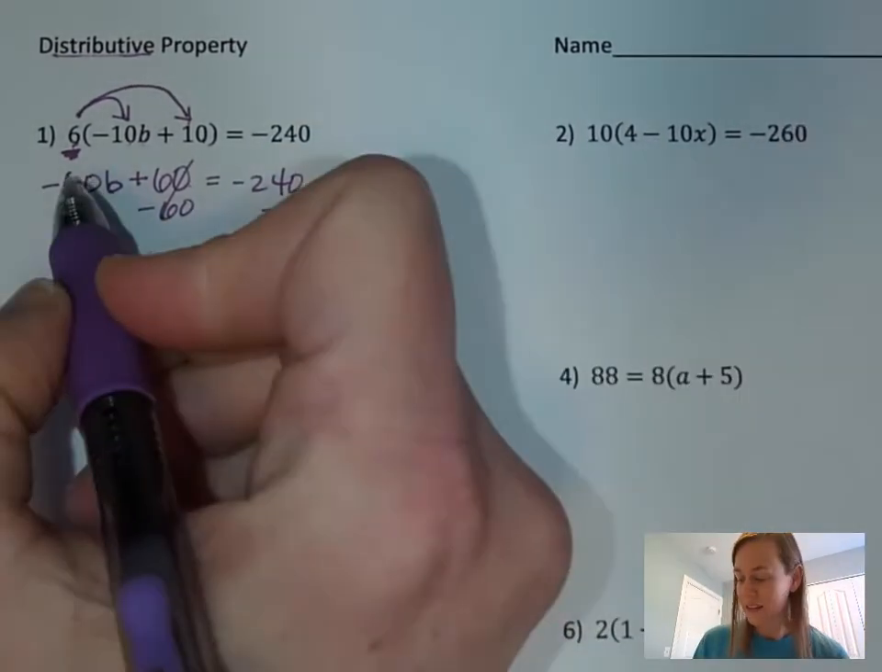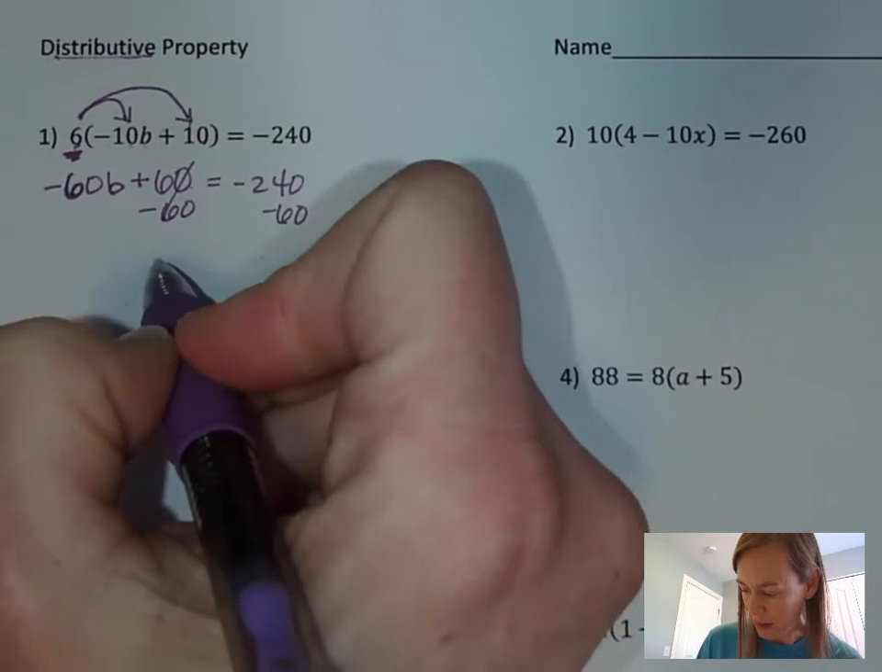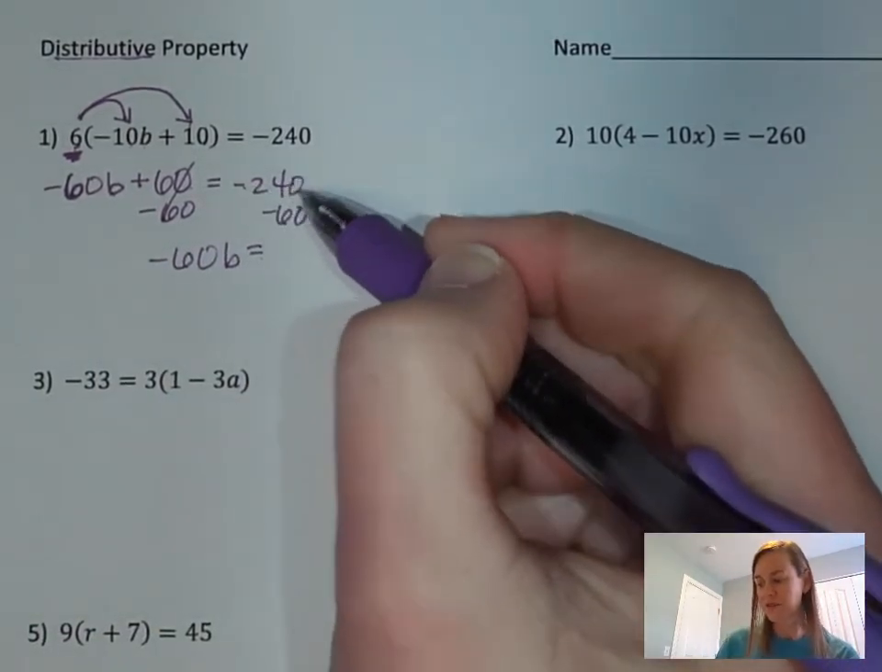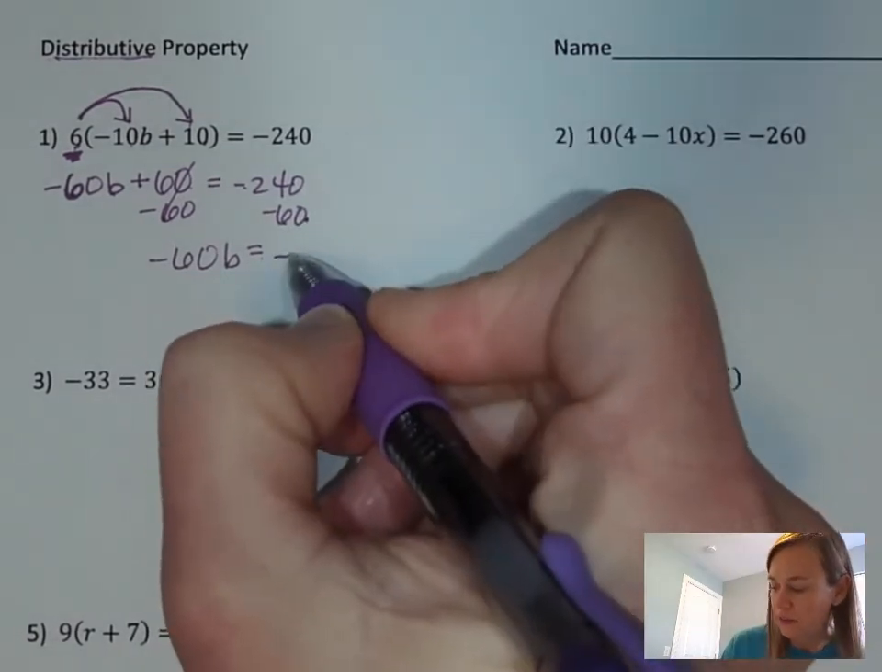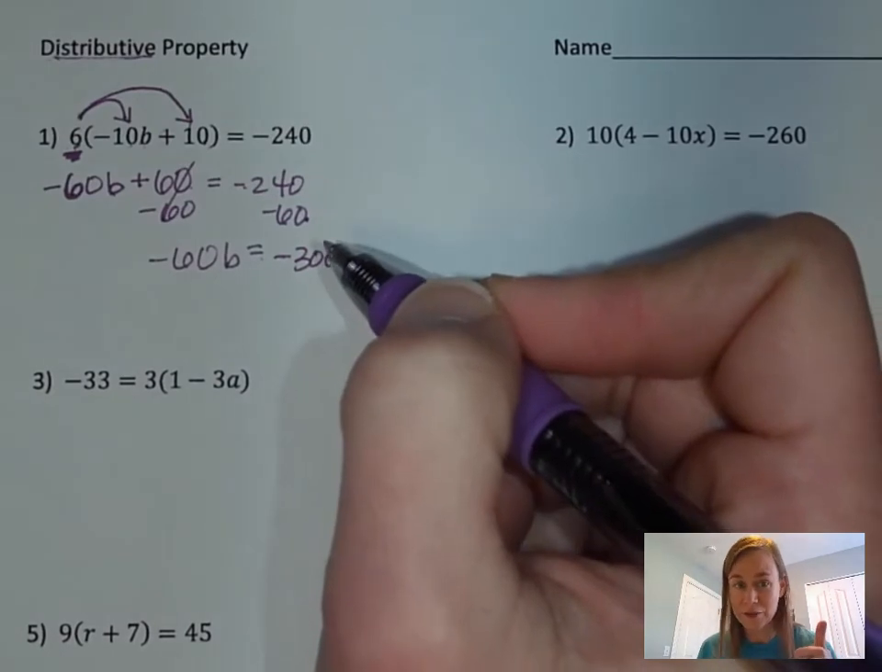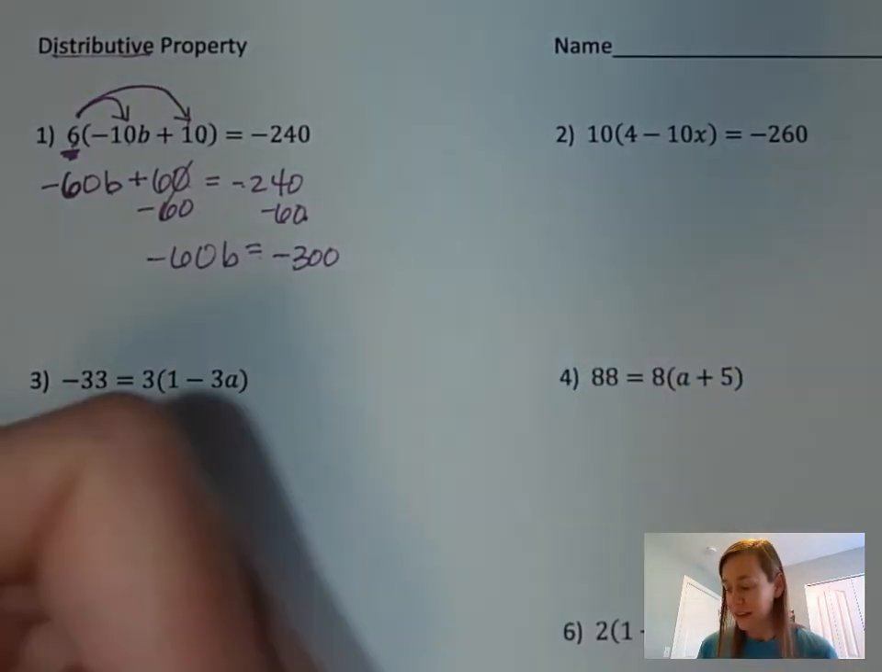That's what we want. So now we have negative 60b equals negative 240 minus 60, which equals negative 300. And if you want to use a calculator and stuff like that, that's totally fine. Go for it. And I'll probably use a calculator on this next step.